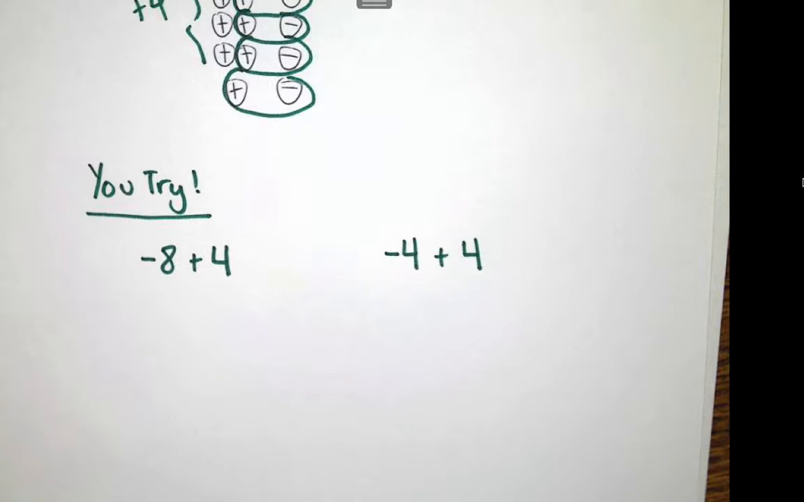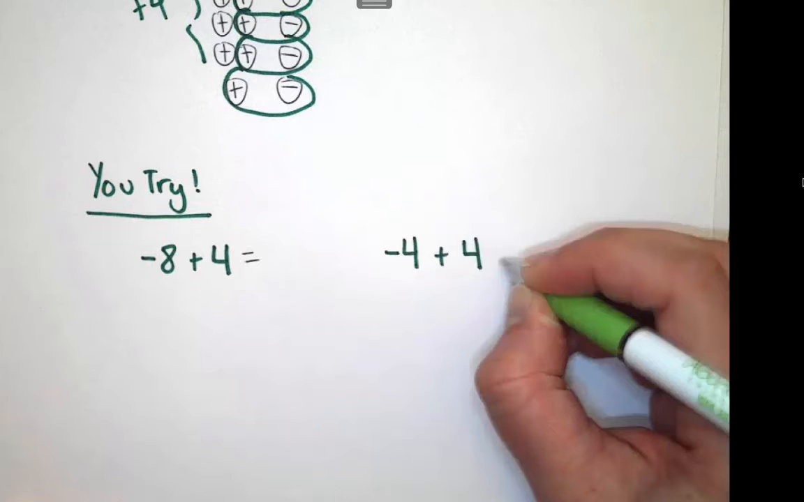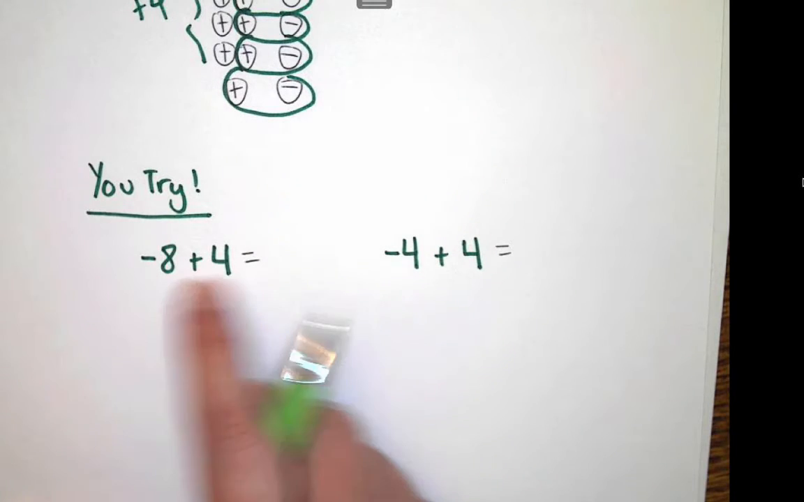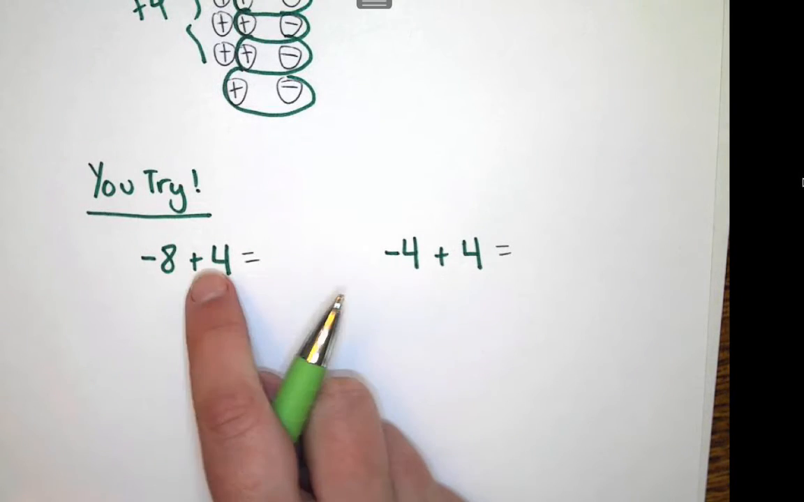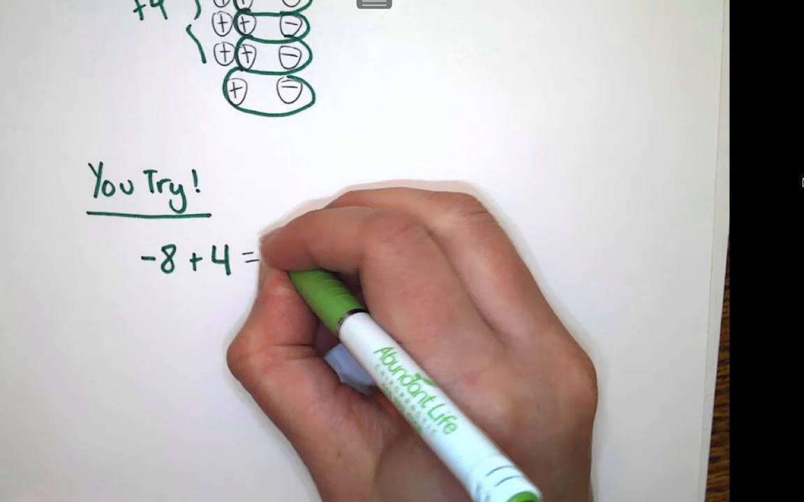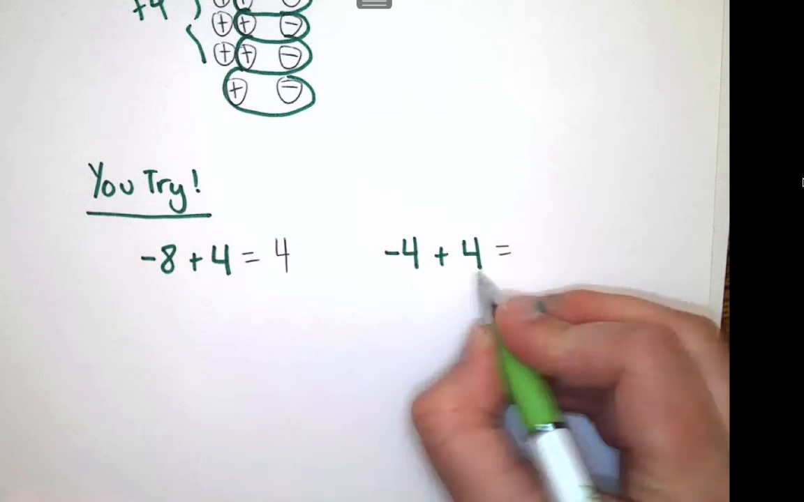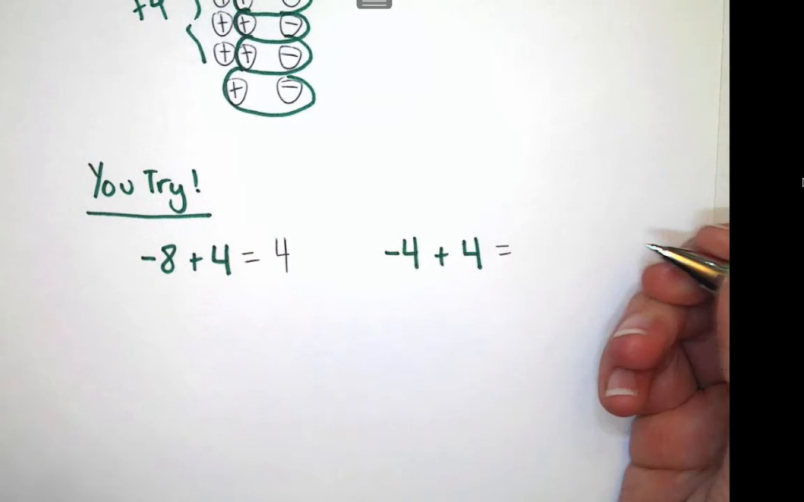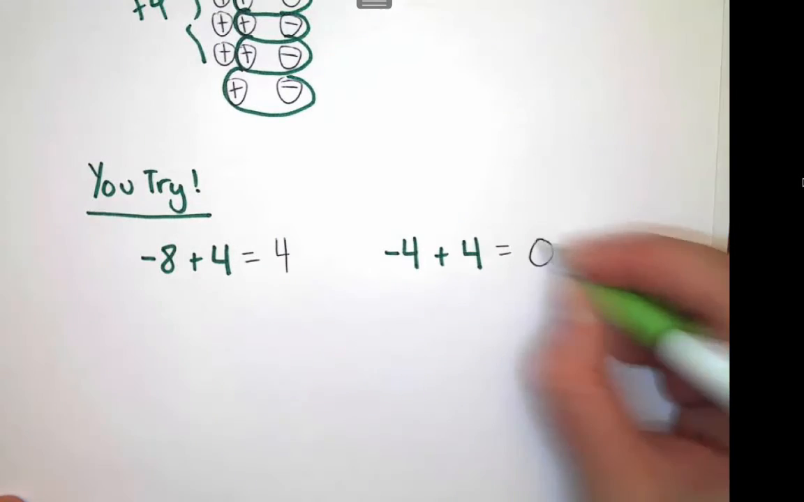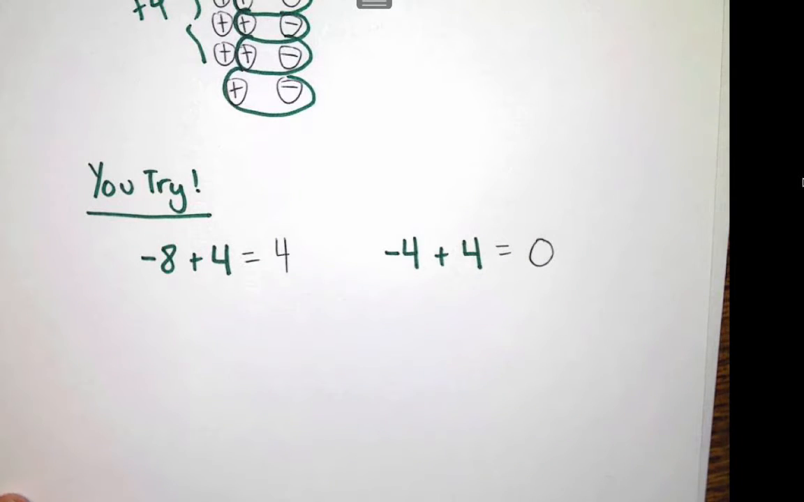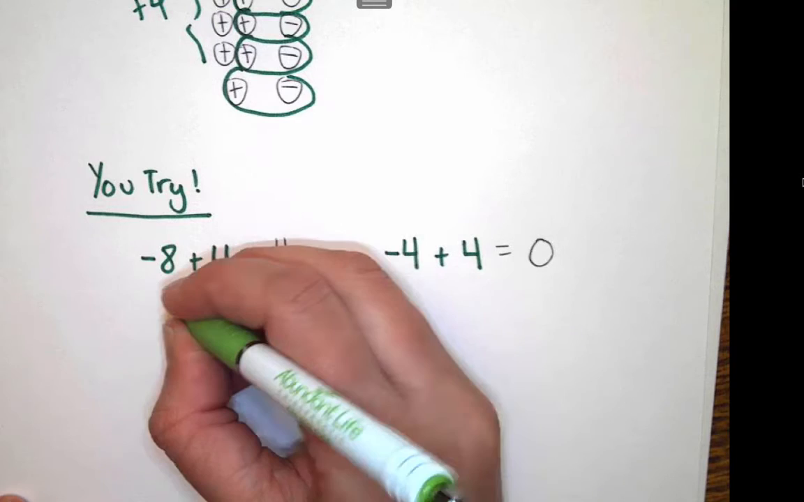Okay, so you're unpausing the video now and you're checking your answers, and I hope you're noticing that these are opposite signs, so you should subtract. 8 take away 4 is 4. These are opposite signs, so you should also subtract. 4 take away 4 is 0.